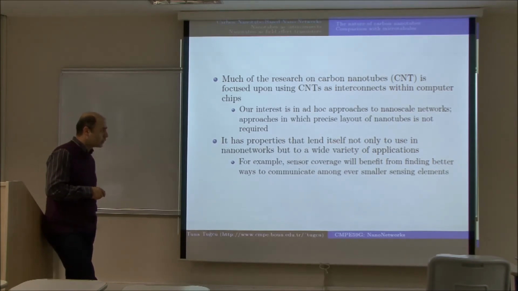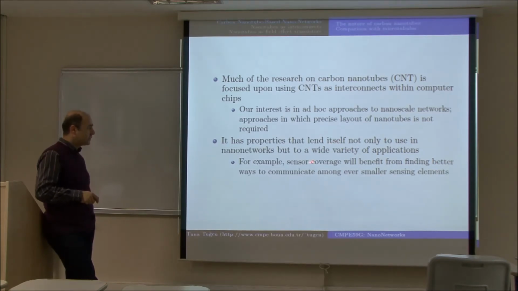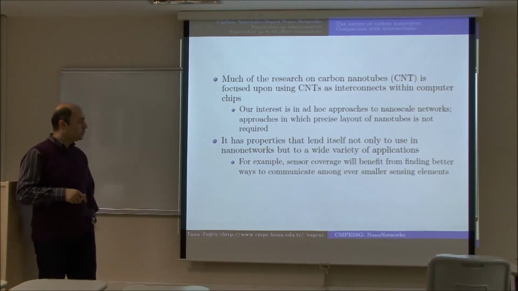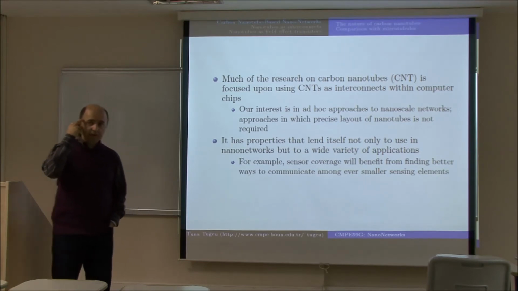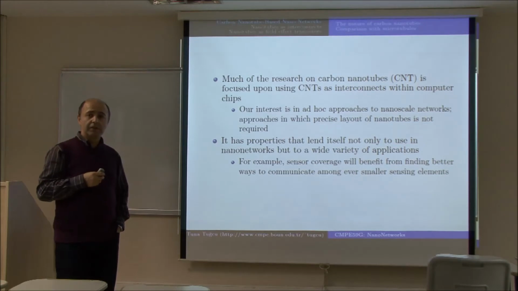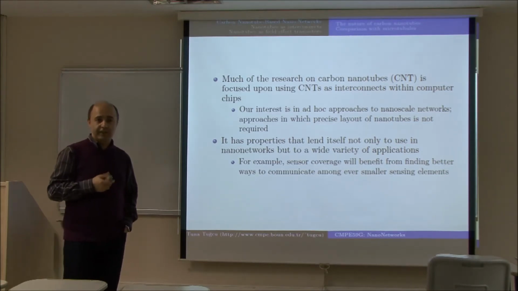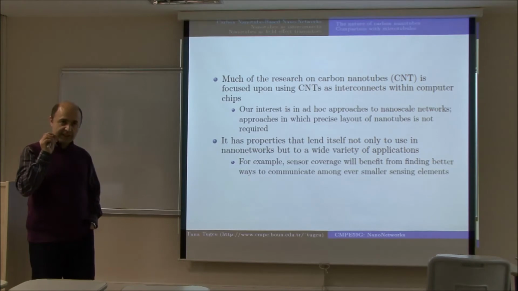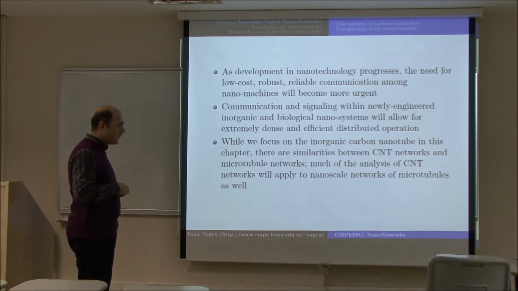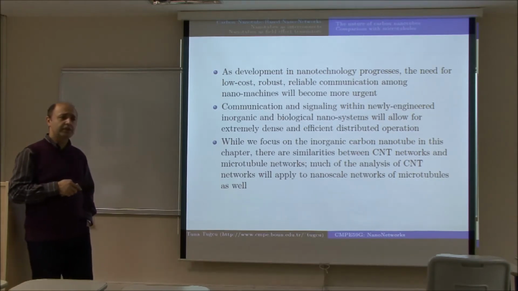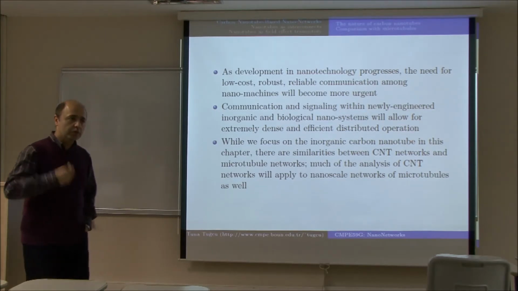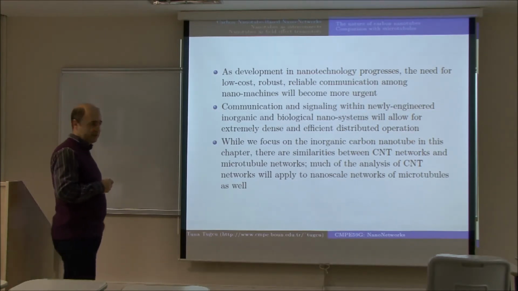Carbon nanotubes have some very interesting properties that would be very useful for networks, but also for a variety of applications, like sensor coverage, which will benefit from finding better ways to communicate among even smaller sensing elements. Also, carbon nanotubes are used in the design of nanosensors, designing sensors that can detect single atoms, for example. So wireless sensor networks research is slightly shifting towards the design of nanosensors.